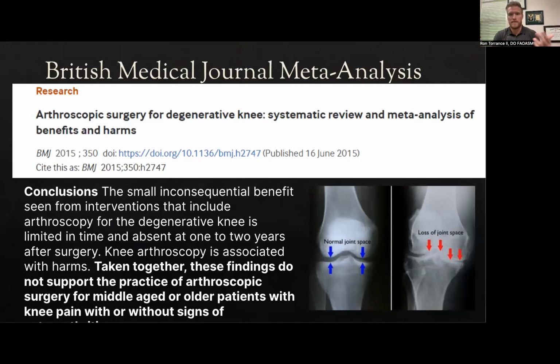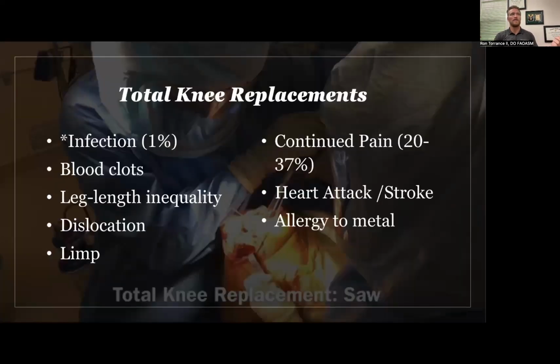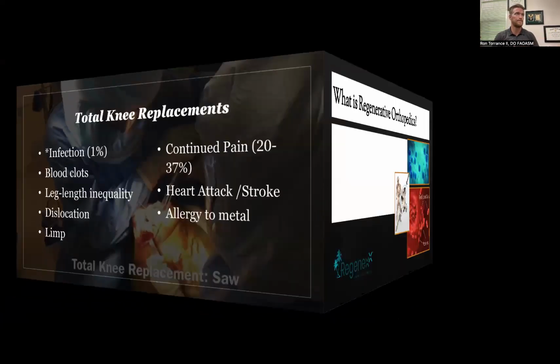Torrance, all these surgeries work really well, right? And they don't make things worse, but are we actually doing anything to help? Okay, knee replacement works really well. If that's the thing you have in your head, let's do a knee replacement. Well, here's the risk for knee replacement: infection about 1%, blood clots, continued pain in 20 to 37% of patients, heart attack, allergies and medications, revision surgeries. There are a lot of risks to surgeries, and if we can avoid that, we should.